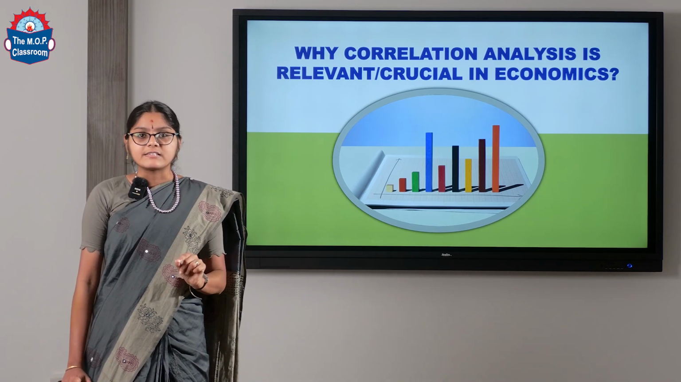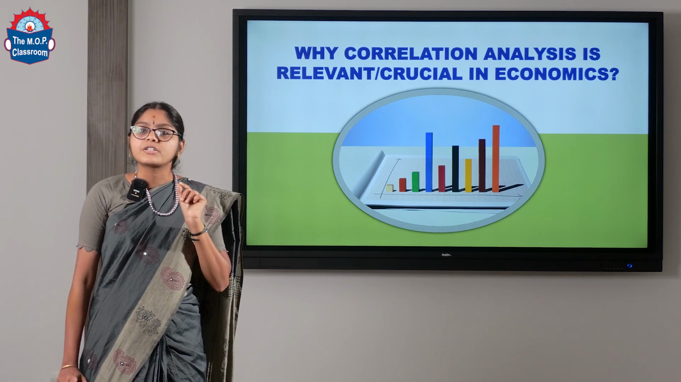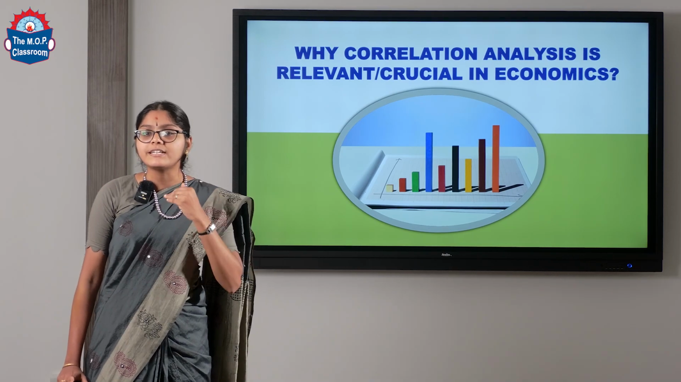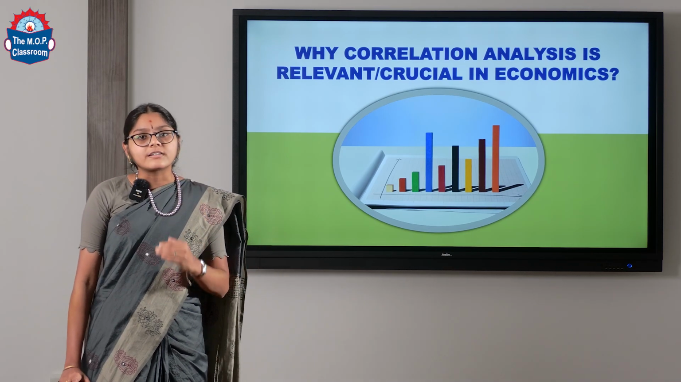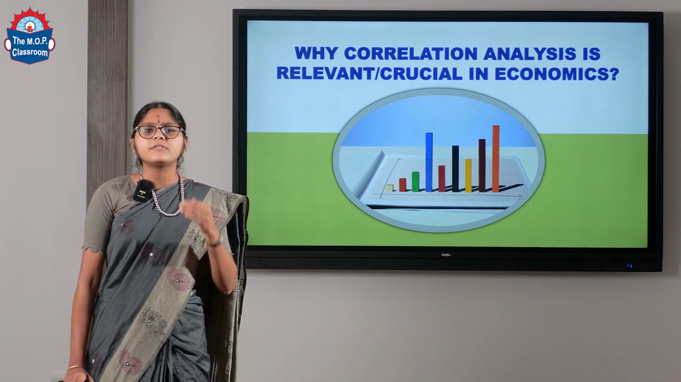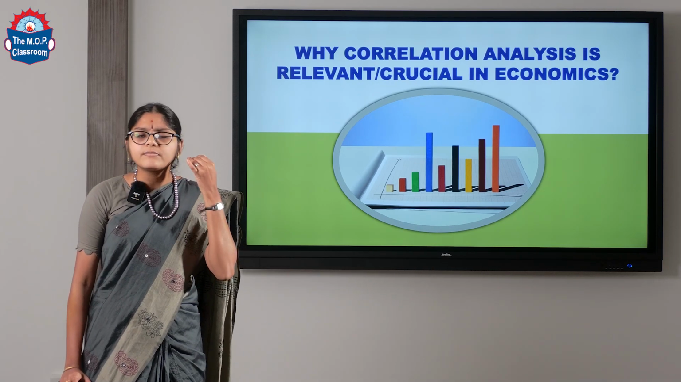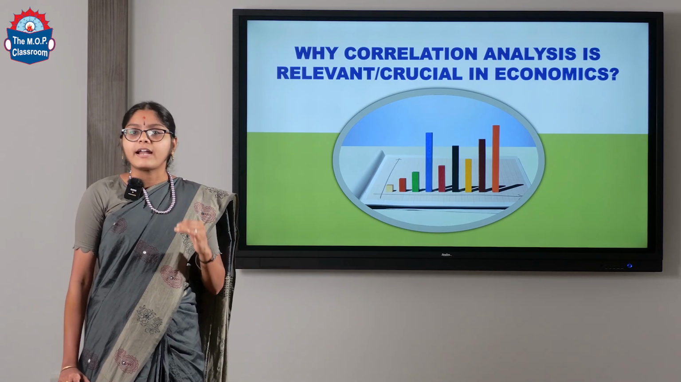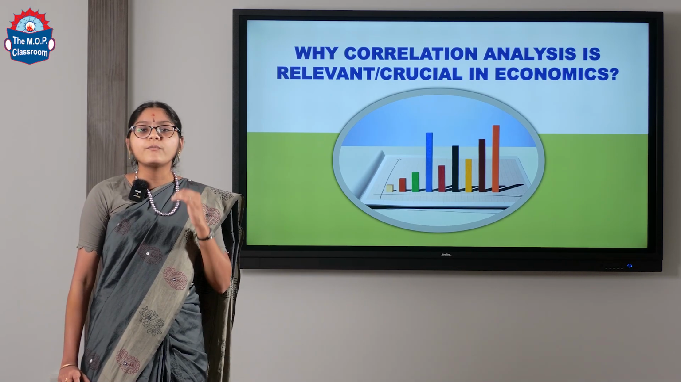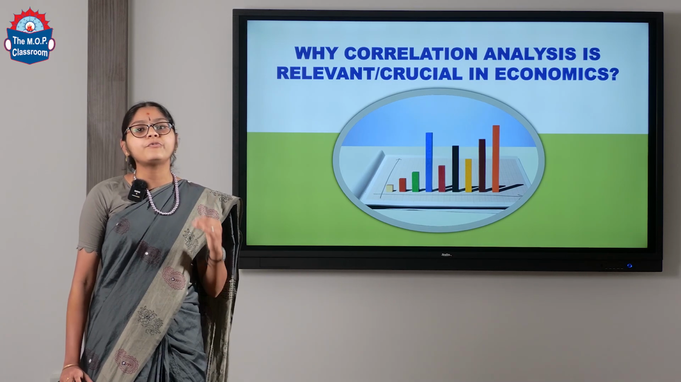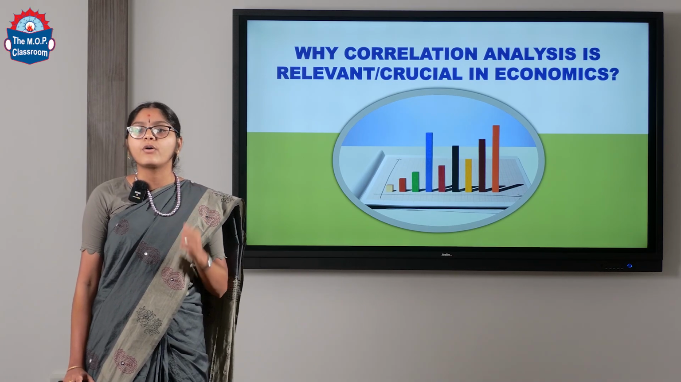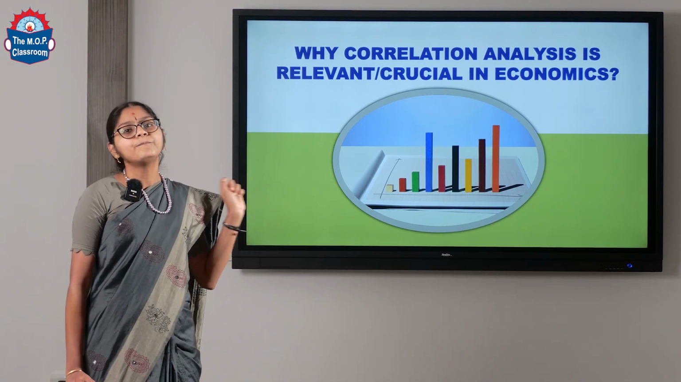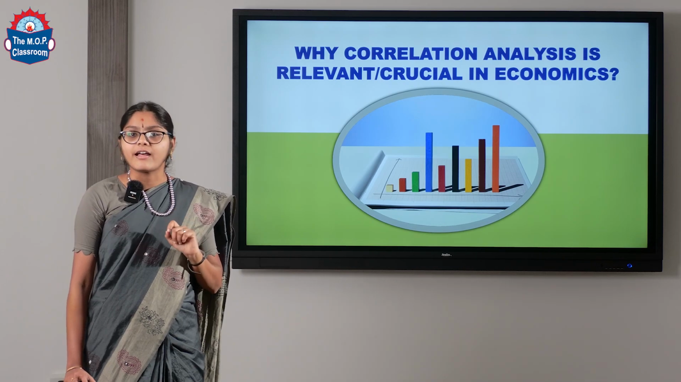In these cases, you need to know what the correlation levels are, how far one variable is related to the other. Only then can you proceed to the next step in the research. That is why, whether you take inflation levels or unemployment levels, whatever the variables that you are going to analyze, this correlation will come in handy. That is why it is becoming more and more relevant and important in economics for you to carry out the research. That is why as an economics student, you need to know what correlation analysis is.